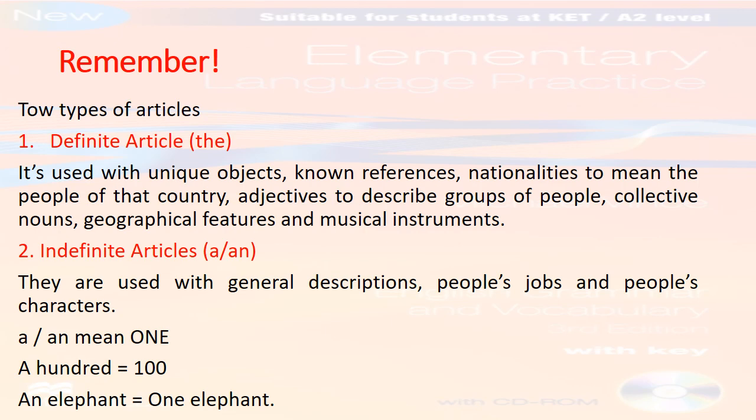The first type is the definite article "the", which is used for unique objects, for known references, for nationalities to mean the people of that country, for adjectives to describe groups of people, for collective nouns, geographical features, and for musical instruments. The second type, indefinite articles "a" and "an", are used for general descriptions, people's jobs, and people's characters. Let's remember here that "a" and "an" mean one. So "a hundred" means one hundred. "An elephant" means one elephant.